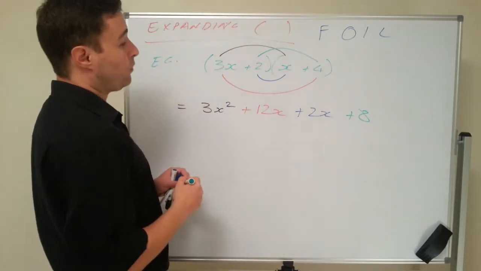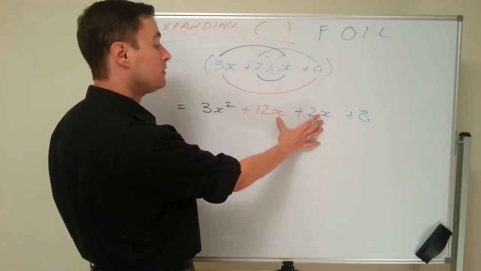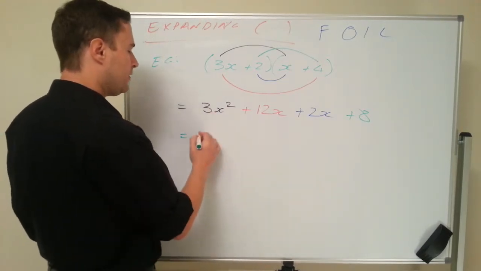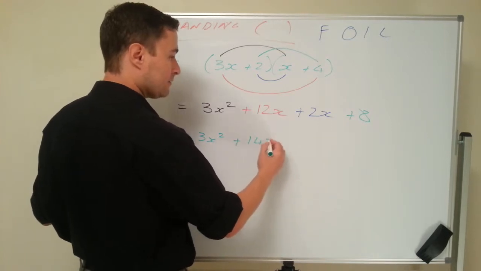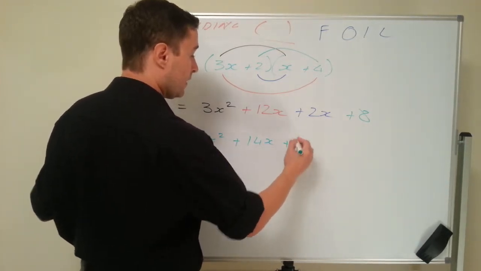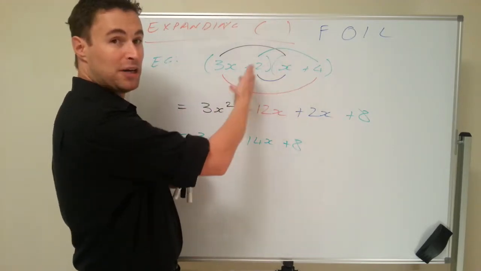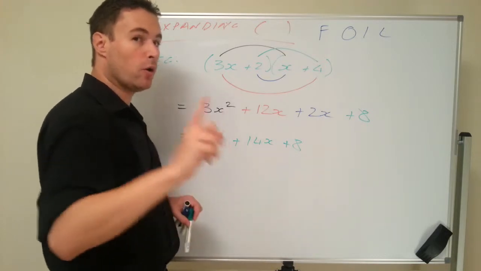Okay? Alrighty, almost done. Only thing, we see that those two are like terms. So let's put them together. And we finish this off. 3x squared, 12x plus 2x is plus 14x plus 8. Okay? Almost all of your expanding brackets are going to end up from 2 binomials, 2 terms, multiplied together, will give you a trinomial. Almost all.